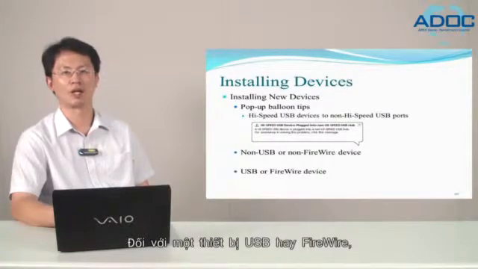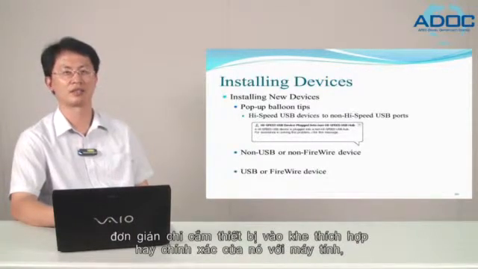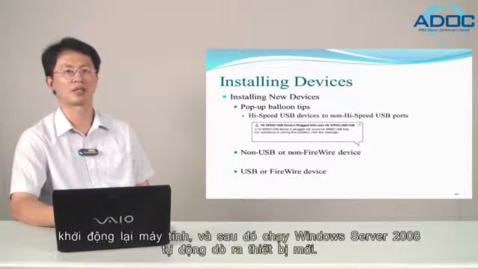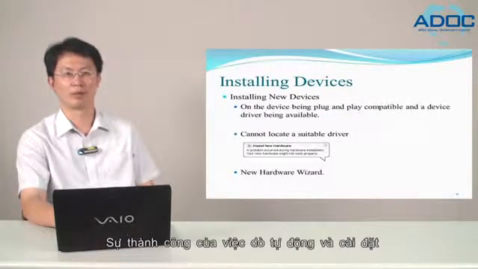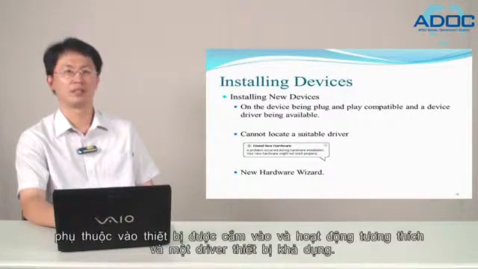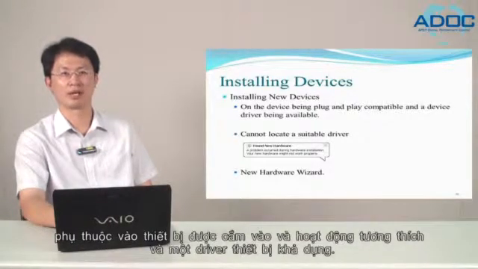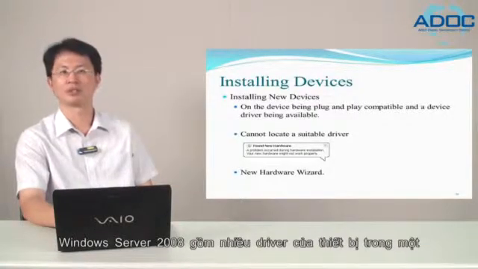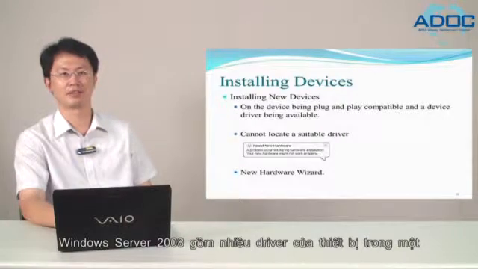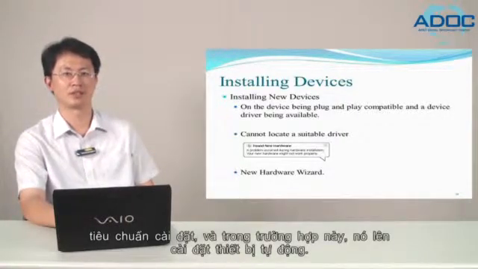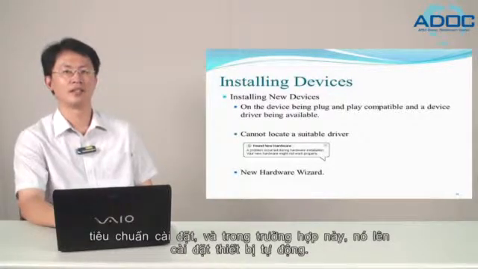And for a USB or firewall device, simply insert the device into the appropriate slot or connect it to the computer. Restart the computer and then let Windows Server 2008 automatically detect the new device. The success of automatic detection and installation depends on the device being plug-and-play compatible and a device driver being available. And Windows Server 2008 includes many device drivers in the standard installation. And in this case, it should install the device automatically.